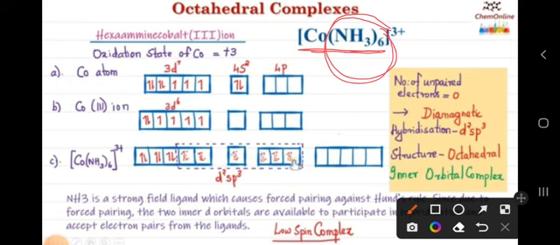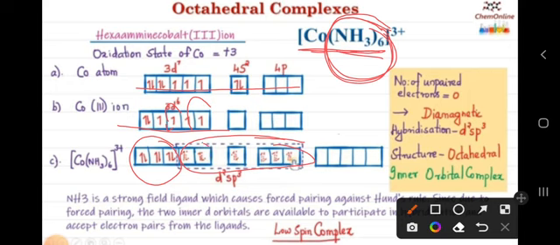The electronic configuration of Co is this one, and on losing 2 electrons we get this one. Due to the presence of strong field ligand, they themselves get forced to pair up, so they are completely paired. How many vacant orbitals are we having? Total 1, 2, 3, 4, 5, 6. So these 6 NH3 molecules will donate electrons to the 6 vacant orbitals.